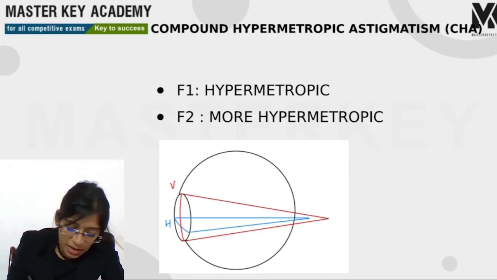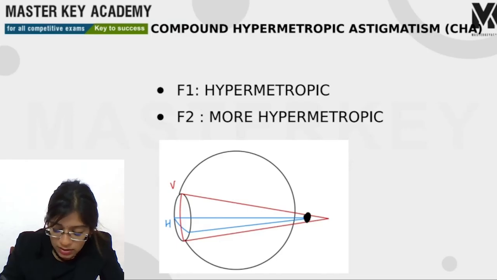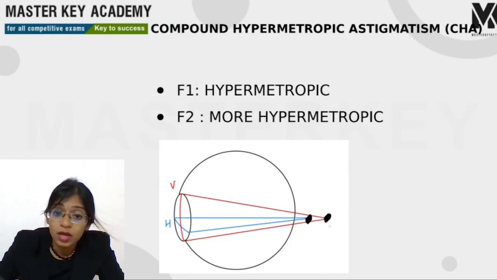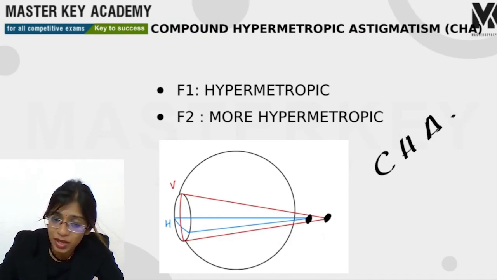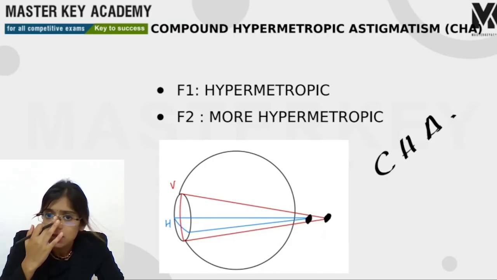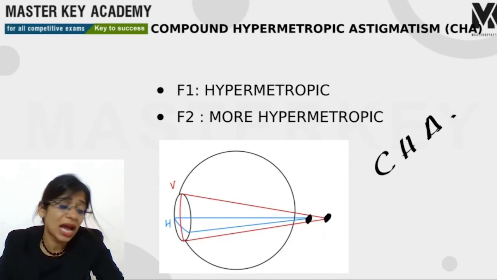Here both the images formed, see, two images form here, here and here. Both are behind the retina. So I would call it as compound hypermetropic astigmatism. Okay, and you will tell me, see, here I have written f1 and f2. I say f1 is hypermetropic and f2 is more hypermetropic.